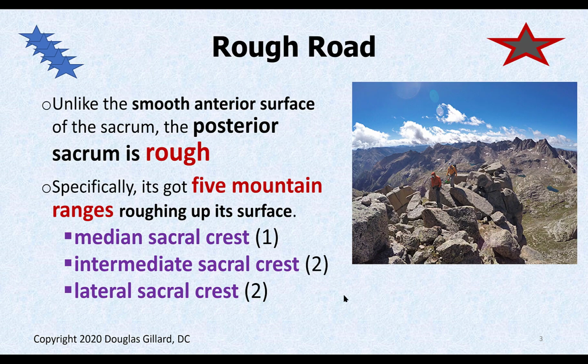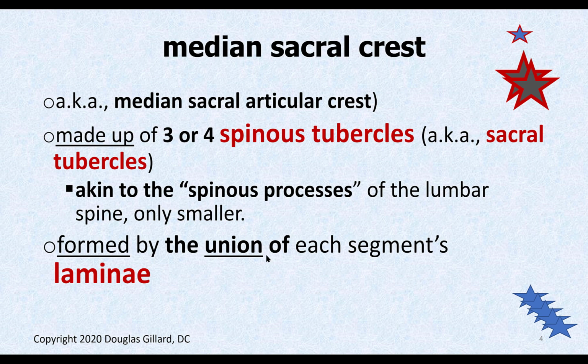All right, here we go. So posterior sacral structures. Remember, the anterior sacrum was a very smooth surface, not a lot of ridges or jagged lines. That transverse ridge was not really jagged, but that was the only thing that really stuck out. The posterior sacrum is a rough road. There's 3 mountain ranges. Really, you could say there's 5 mountain ranges as we'll go. There's a single median sacral crest and an intermediate sacral crest, which is just medial to the median sacral crest, and a lateral sacral crest. So let's go through this stuff.